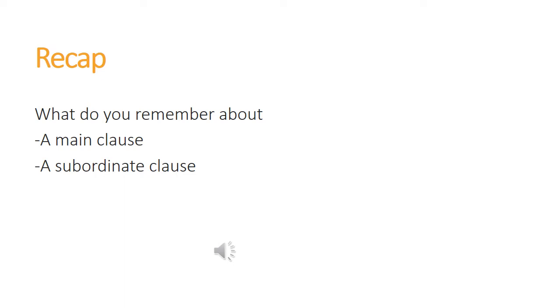So, hopefully, you have remembered that a main clause is a group of words that contain a verb and a subject which make complete sense on its own. Main clauses could also be called simple sentences. A subordinate clause is a group of words that is dependent on the main clause because it does not make sense on its own. When main clauses and subordinate clauses are used together to form a sentence, that's called a complex sentence.